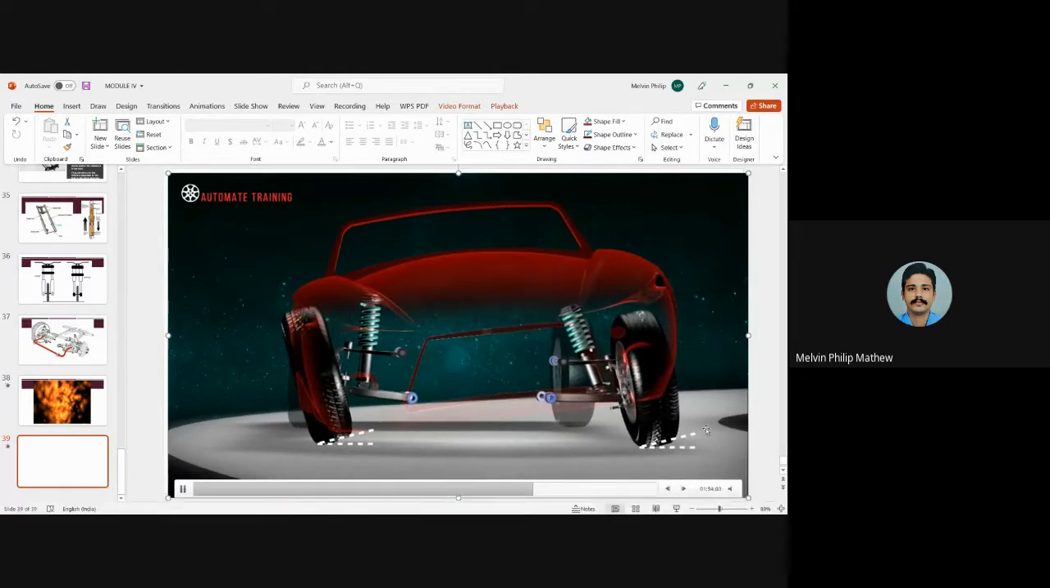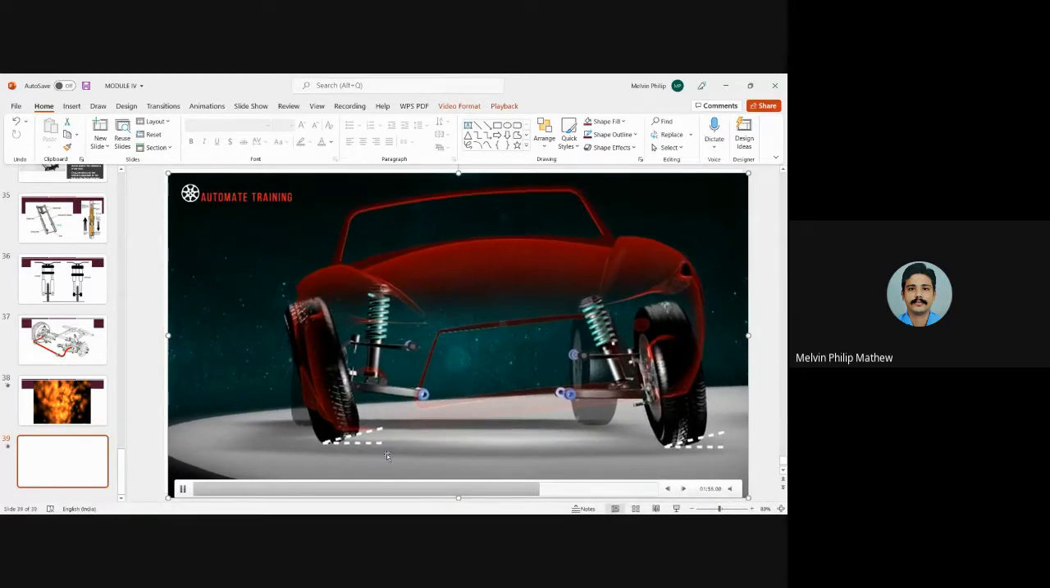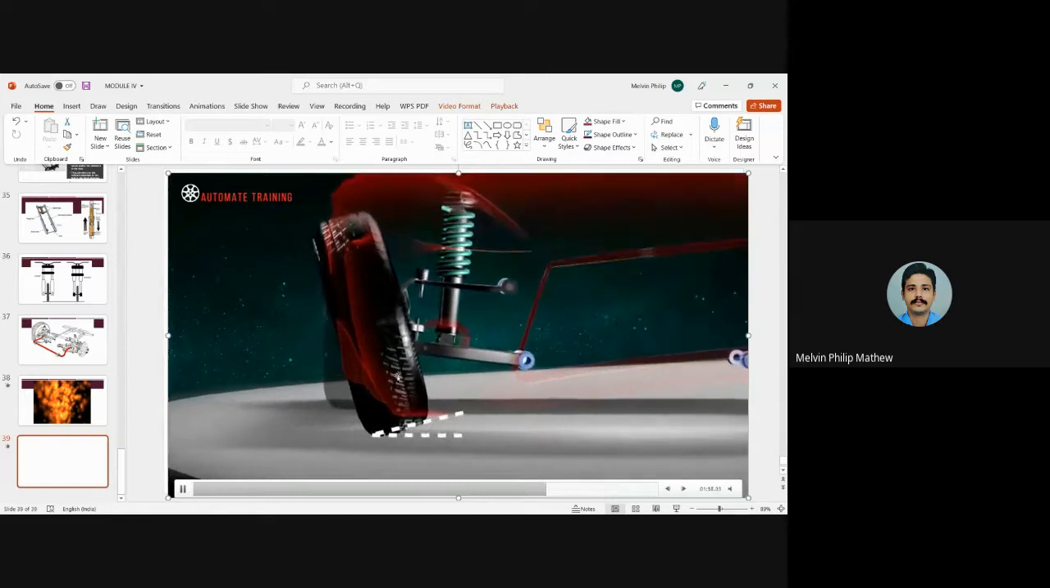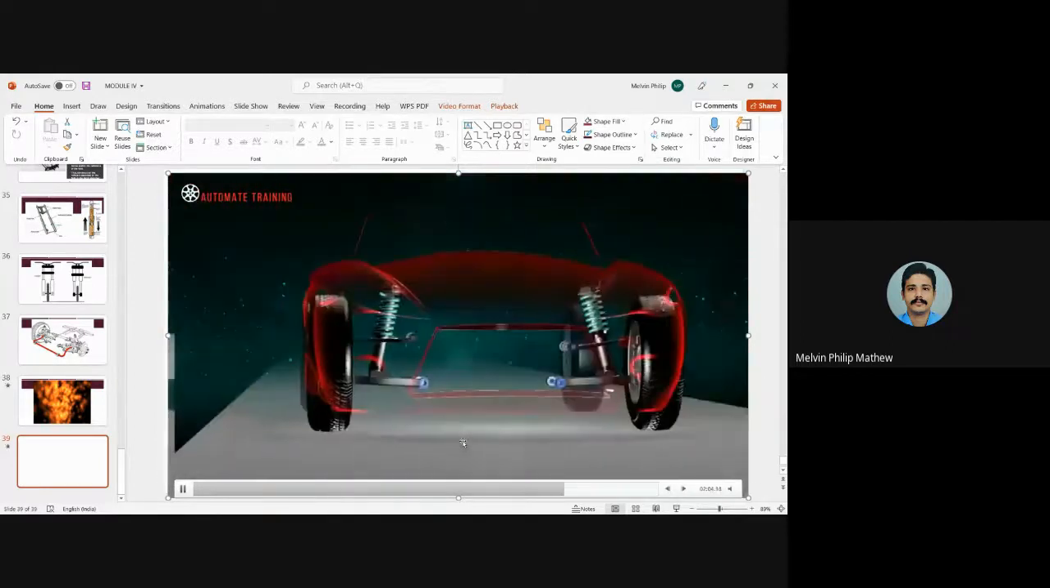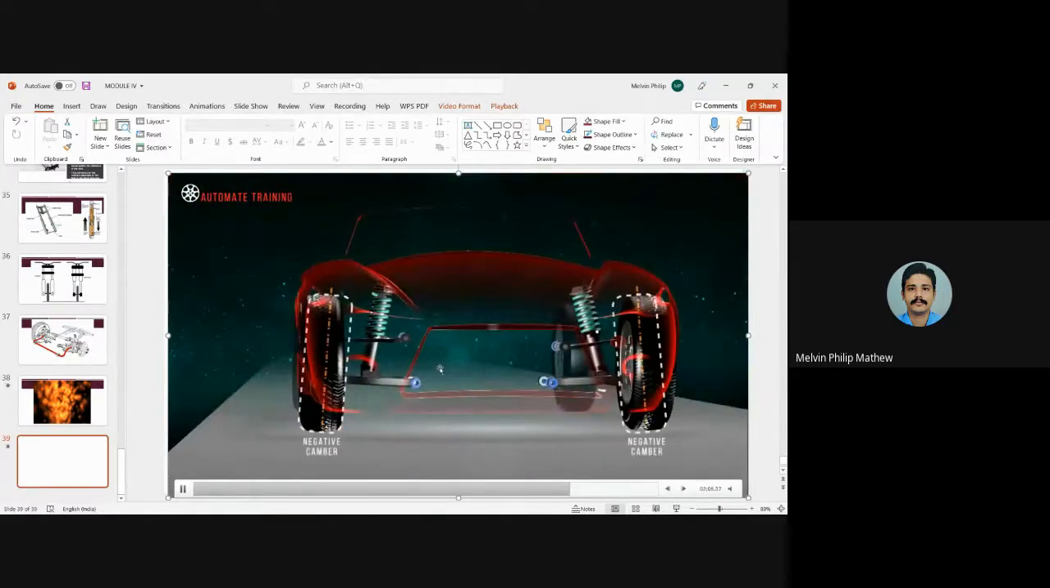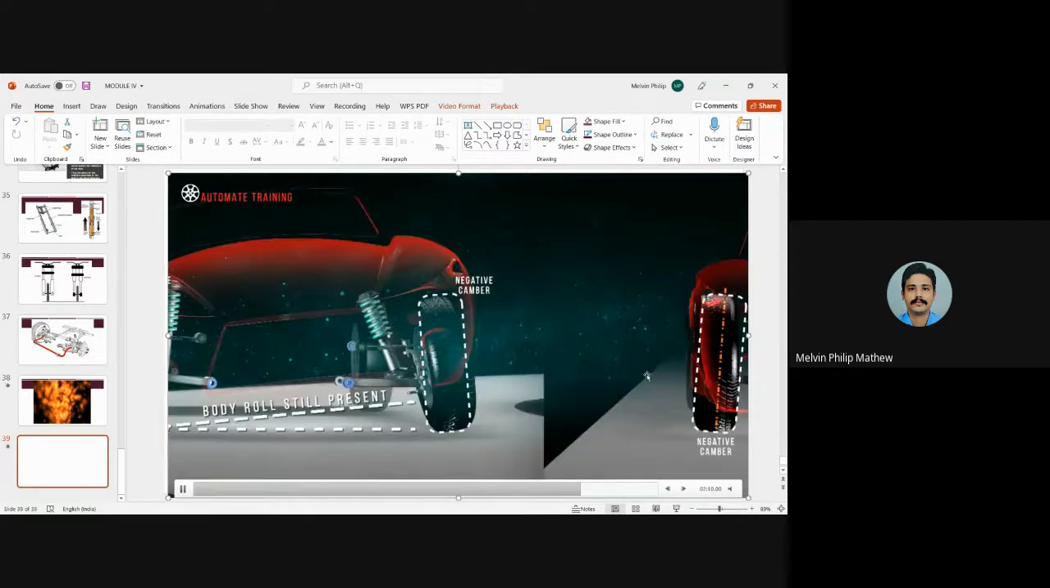So there will be an equal angle of inclination of each of the tires. Okay, there will be an inclination here. You don't have to notice that. But this is happening due to the anti-roll bar action.